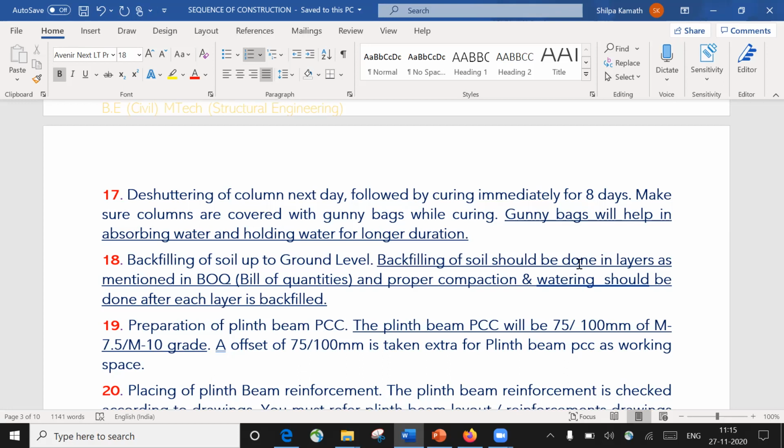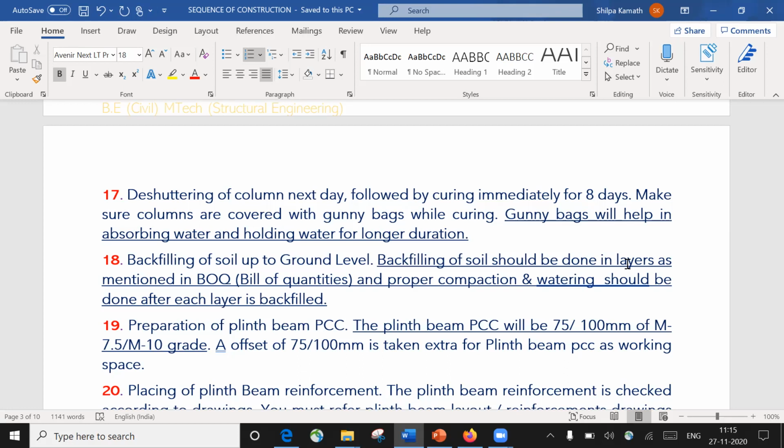That is why it is mentioned here, soil should be done in layers. So what we do, we bring the soil, we pour it into that particular, let us say, 1.5 meter of excavation. We are going to fill it in layers. Let us say 300 mm I'm going to fill the soil. Then I'm going to do the compaction with the help of an earth rammer and with the help of a plate compactor. Then that is called compaction.